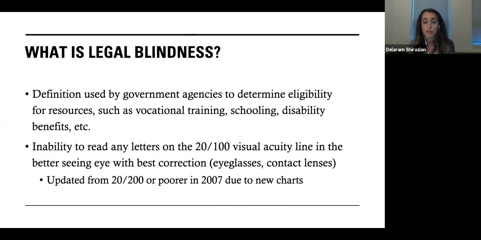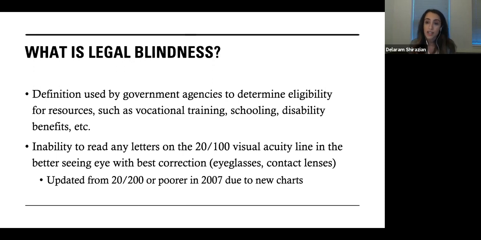So the criteria for legal blindness is the inability to read any letters on the 20/100 visual acuity line. Again, this is in your better seeing eye with your best correction. So even if you have one eye that's 20/20 and one eye that's worse than 20/100, you would not meet this definition since your better seeing eye is 20/20.